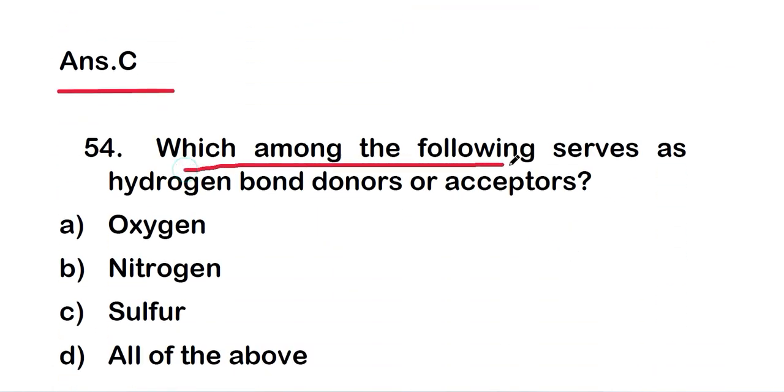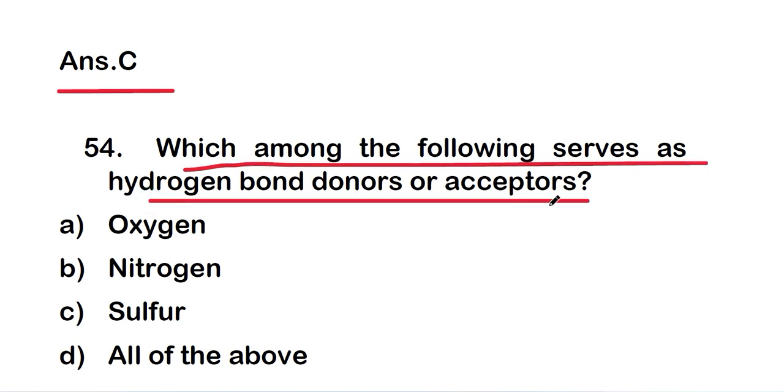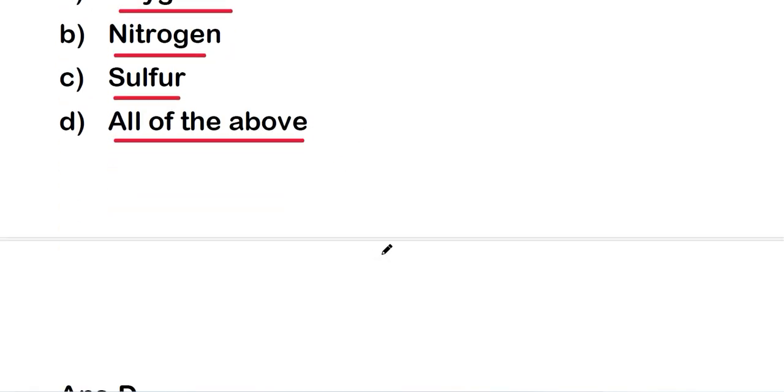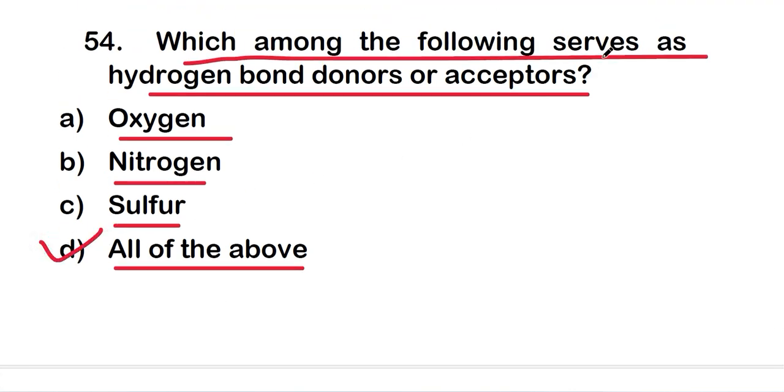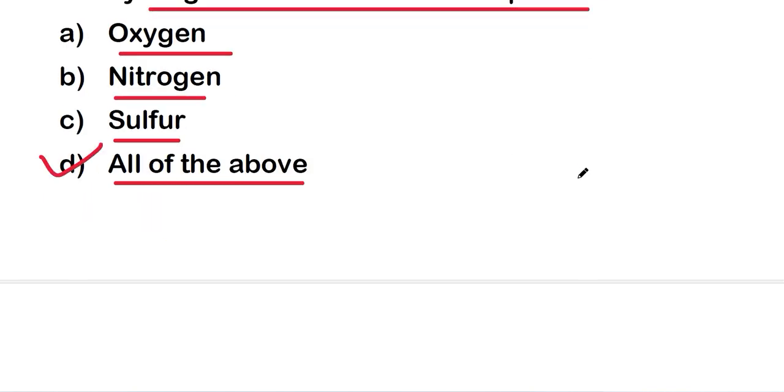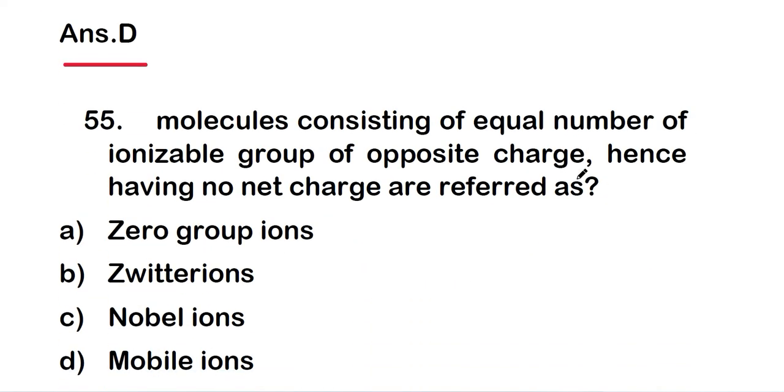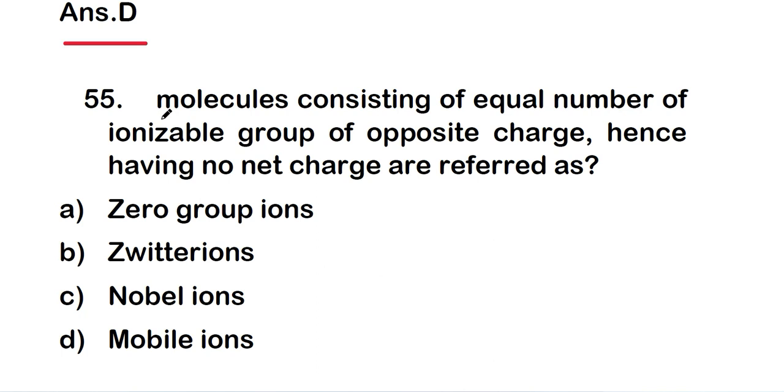So which among the following serve as hydrogen bond donor or acceptor? And the options are option A oxygen, option B nitrogen, option C sulfur, option D all of the above. And the right answer is option D, that is all of the above serve as the hydrogen bond donor or acceptor. Okay, so let's move on to the next question, that is question number 55.